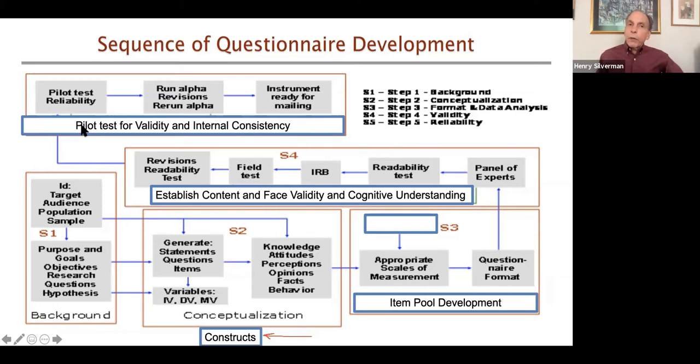And when we talk about this type of pilot testing for validity and internal consistency, we're talking about a sample size that runs in the hundreds in order to establish what's called construct validity. And then only then, that process may cause you to eliminate other questions on your questionnaire.